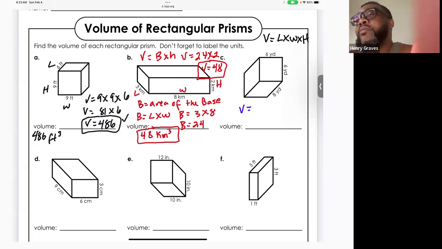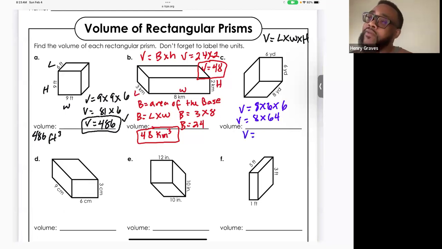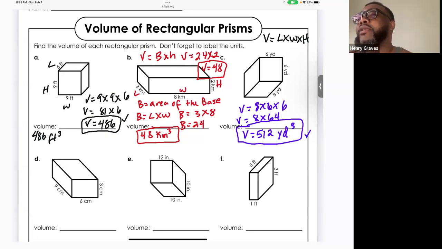So it means my volume is going to be 8 times 64. So my volume is going to be, my calculator, 512 yards to the third power. There we go. So this is, geez, why do they have to do it that way? This is my width, this is my height, and this has to be my length. All right, perfect.